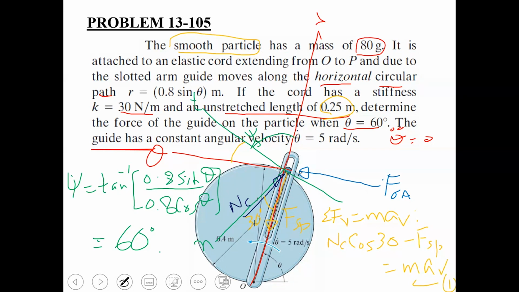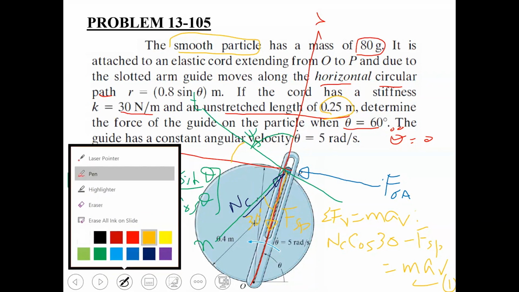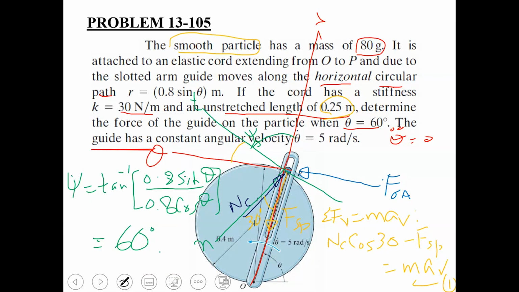Let us say that this is our equation number 1. Summation Fr equal to MAR: NC cos 30 minus F spring should be equal to MAR. Is this equation clear to all of you? Yes sir. Okay, now applying the equation along the theta axis, summation F theta equal to MA theta.